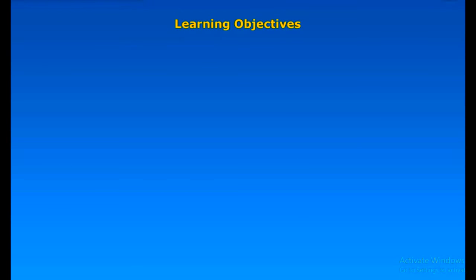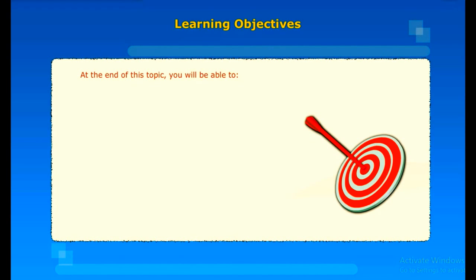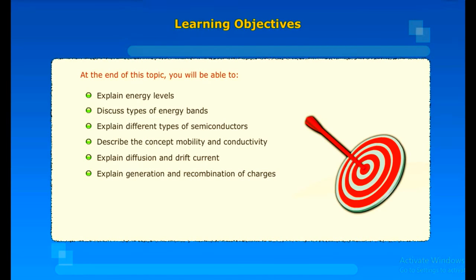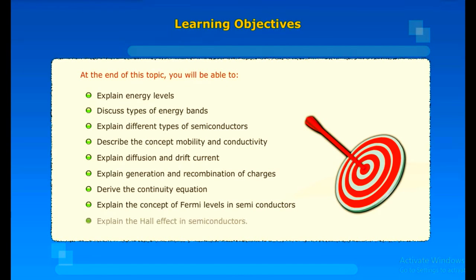Learning objectives. At the end of this topic, you will be able to explain energy levels, discuss types of energy bands, explain different types of semiconductors, describe the concept of mobility and conductivity, explain diffusion and drift current, explain generation and recombination of charges, derive the continuity equation, explain the concept of Fermi levels in semiconductors, and explain the Hall effect in semiconductors.